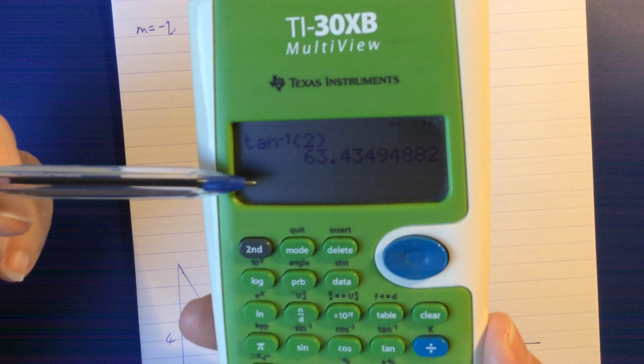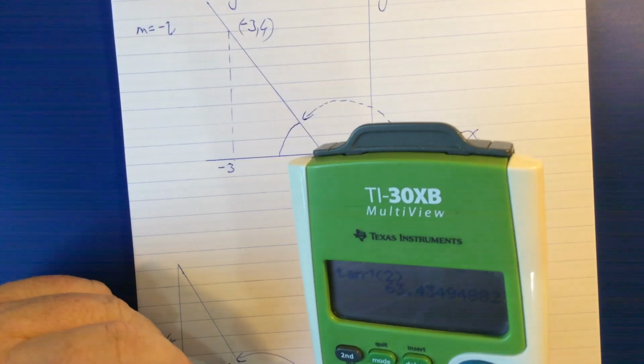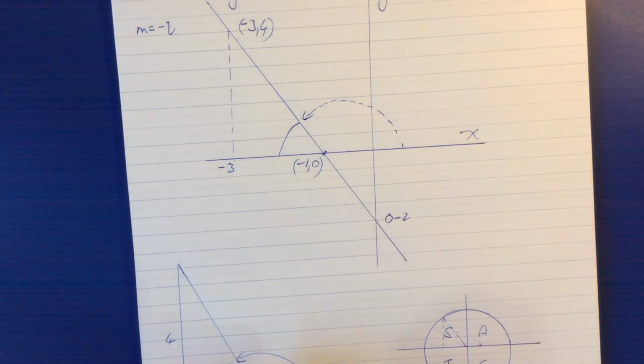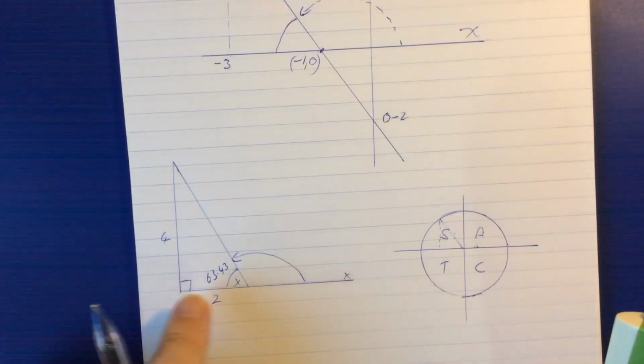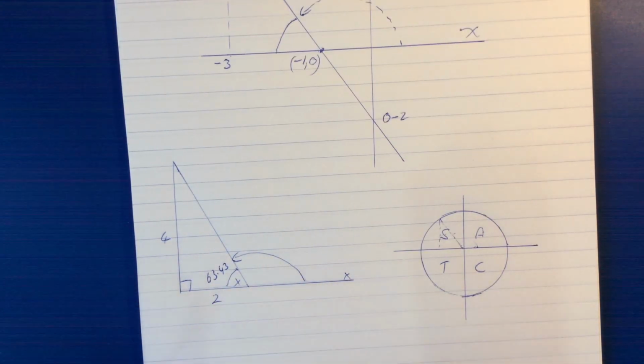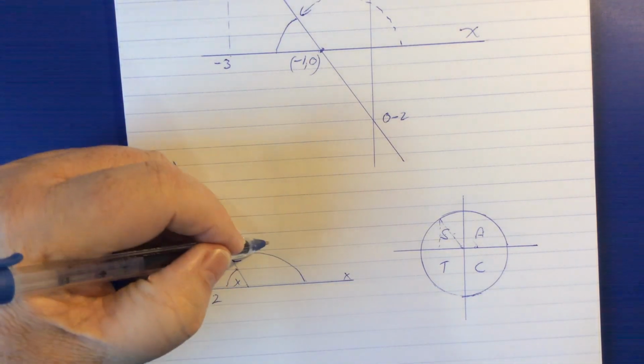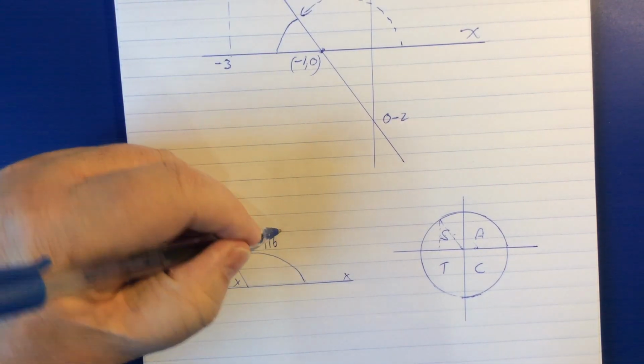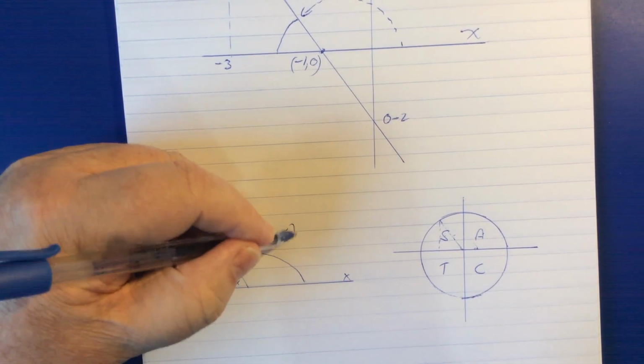However, this is 63.43, and what we have to do to find this angle is subtract that from 180. So 180 minus 63.43 gives us 116.57 degrees.